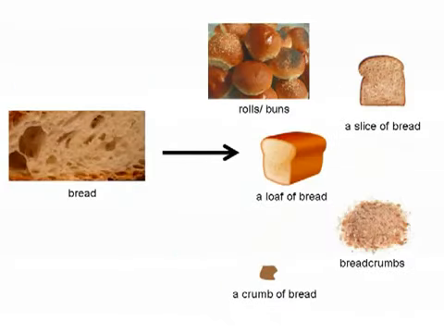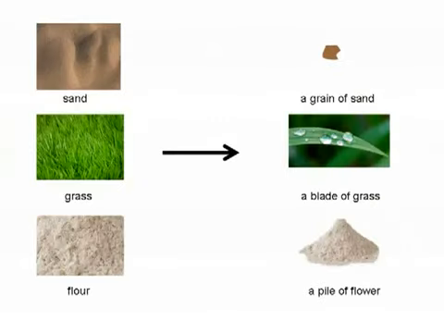Bread alone cannot be counted, but rolls can be counted. 1 roll, 2 rolls, 1 slice of bread, 2 slices of bread, a loaf of bread, 2 loaves of bread, 1 breadcrumb, 2 breadcrumbs, a crumb of bread, 2 crumbs of bread. Some sand, a grain of sand, some grass, a blade of grass, some flour, a pile of flour.